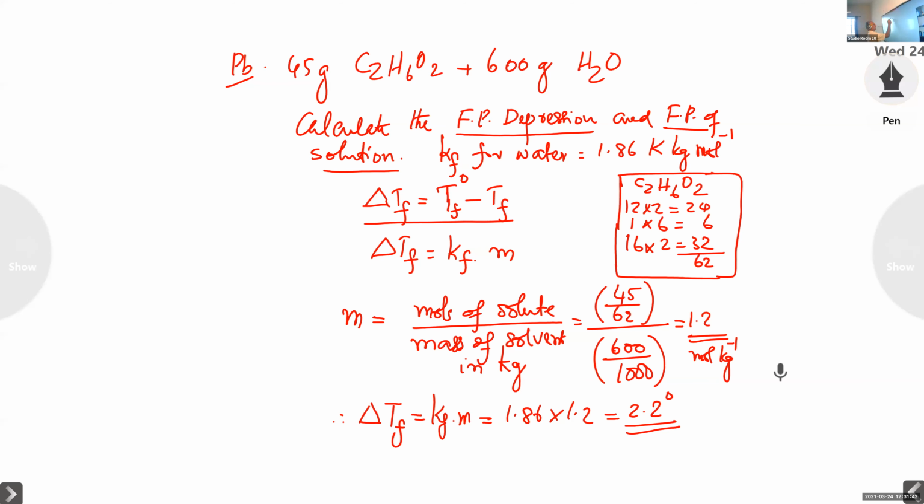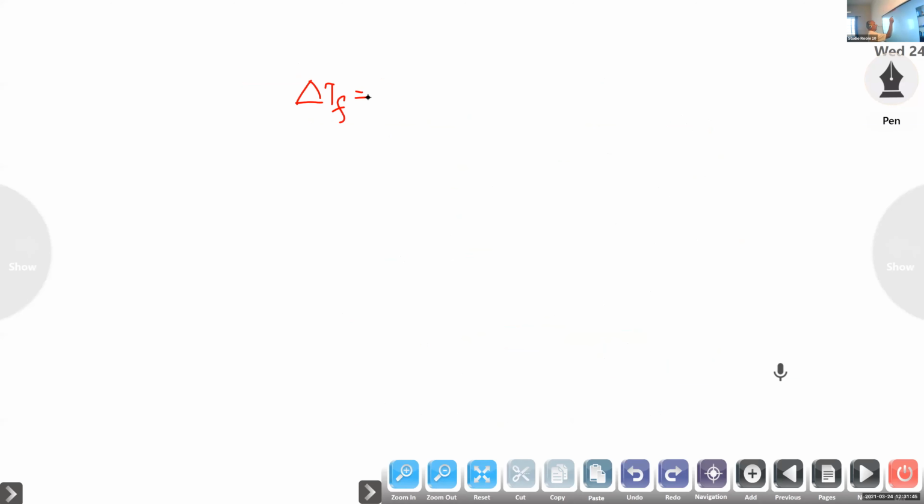We know this relation. Delta Tf is equal to Tf0 minus Tf. Therefore, Tf, that is the freezing point of the solution, you take that to the left-hand side and the delta Tf to the right-hand side. So Tf0 minus delta Tf is equal to, you find it out.